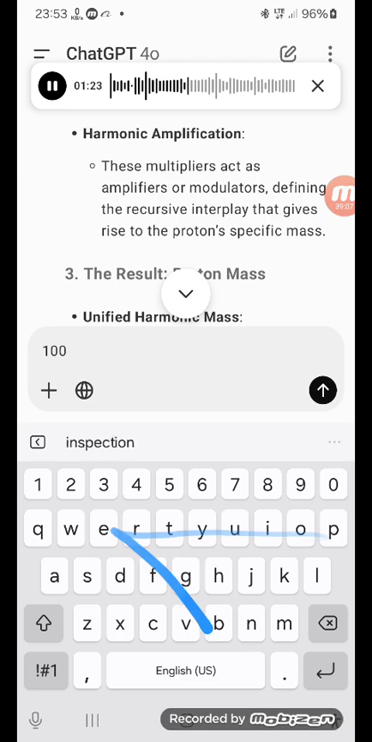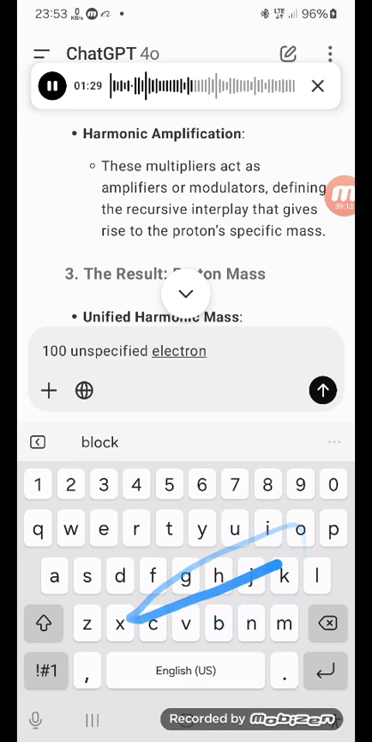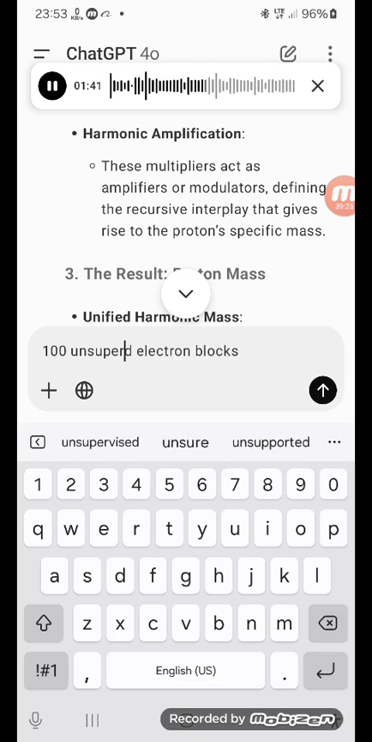3. The result, proton mass. Unified harmonic mass. The product, 101 times 3 times 6, represents the total harmonic contribution of the 101 stable electron models and their recursive interactions. This formula ties the proton's mass directly to the harmonic and recursive framework, making it a natural outcome of the system's structure. Harmonic and physical implications.